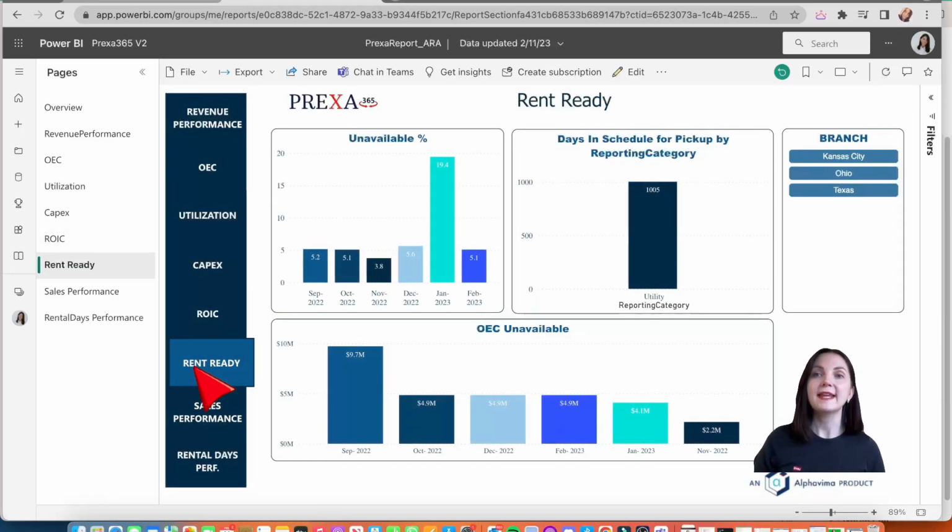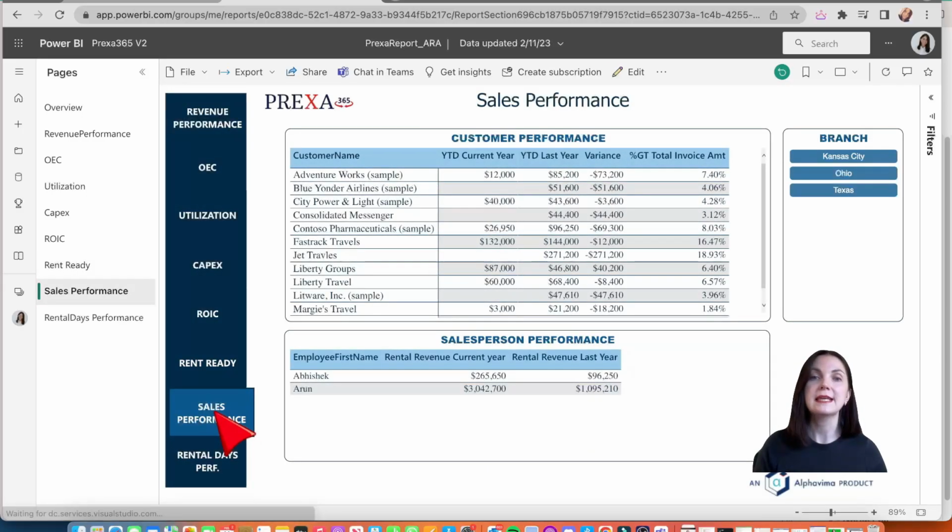Alright, rent ready is the KPI indicator that measures the readiness of equipment to be rented out. And another important KPI, sales performance. It's a metric that measures the success of the company's sales efforts, as simple as that.